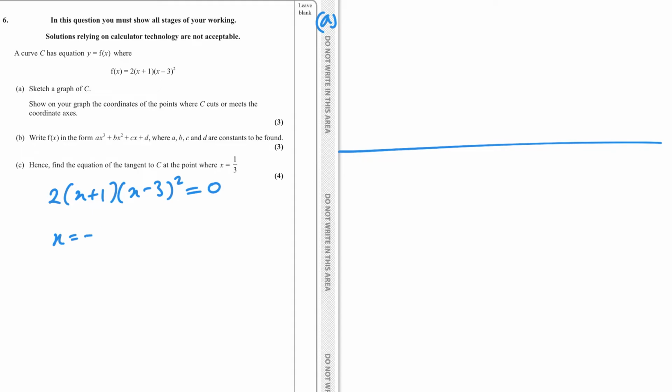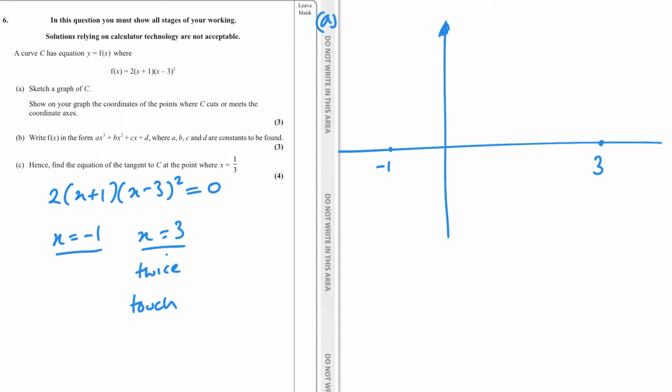So that means I have x equals minus 1, x equals 3, and I think of that as twice as it was squared. What that means is that it will touch the x-axis but not cross it. So very, very simple little sketch here. We're going to cross at minus 1, and then we're going to touch somewhere around here at 3. It's a positive x cubed, sorry, if you multiply them together.